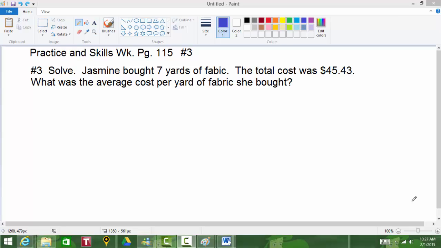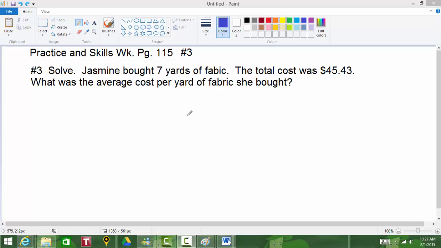This problem comes from the Practice and Skills Workbook, page 115, problem number 3. Solve. Jasmine bought 7 yards of fabric. The total cost was $45.43. What was the average cost per yard of fabric she bought?